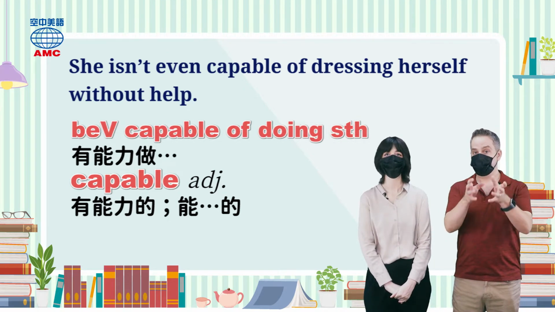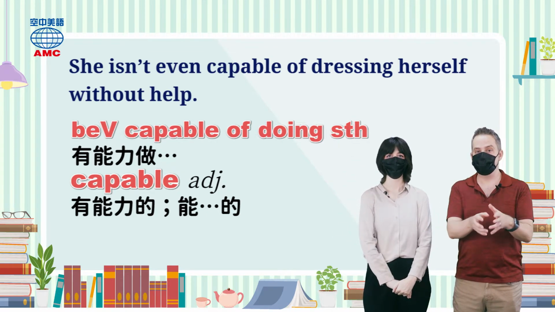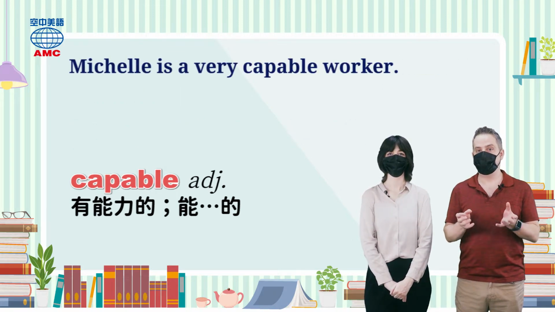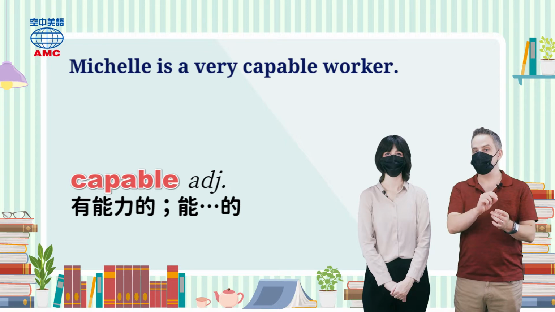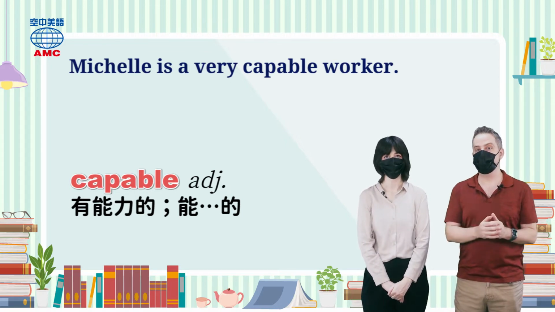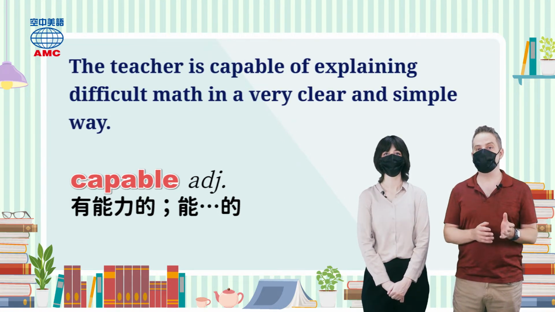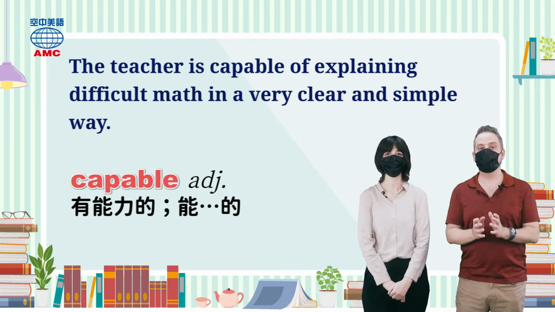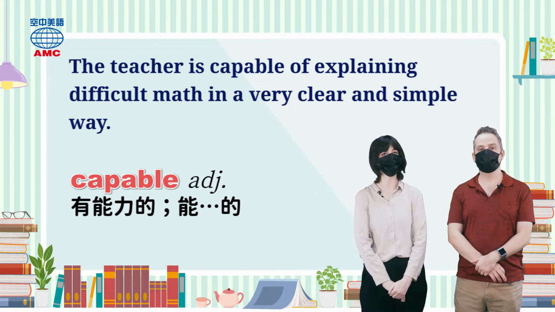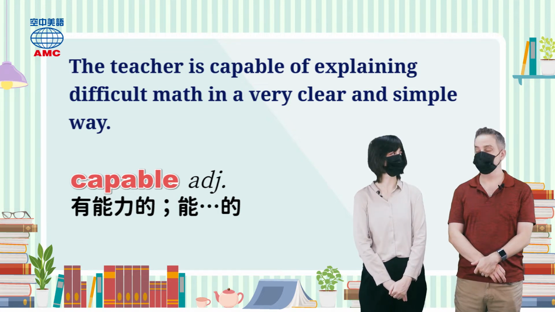If somebody is just capable, if you use the adjective by itself, we say they're good at their jobs. They can do many things. They can get stuff done. We could say Michelle is a very capable worker. But that doesn't really describe exactly what she can do. And that's why we use be capable of to get more specific. So we could say the teacher is capable of explaining difficult math in a very clear and simple way. That's a very good capability because I think math is hard and complicated. So if somebody can explain it to me, that sounds like they are a capable teacher.